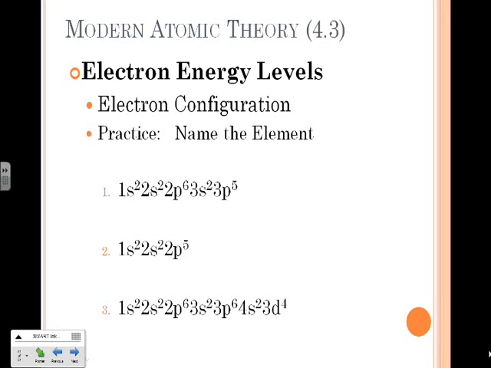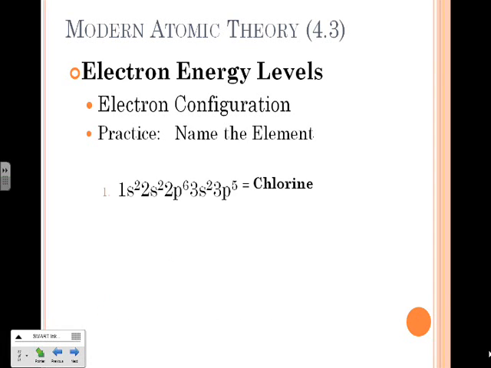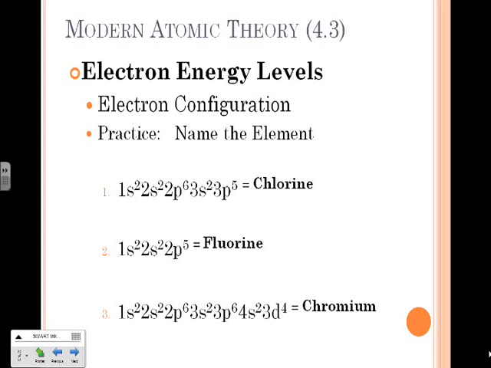Now, this is some practice, okay? So let's practice this. And remember, you add the exponents together, look on your periodic table to figure out which element it is. Go ahead and pause the video, answer 1, 2, and 3, and then start the video again once you're ready to check your answers. Number 1 is chlorine, 2 is fluorine, and 3 is chromium. And we'll do a little bit more practice once we get in class as well.